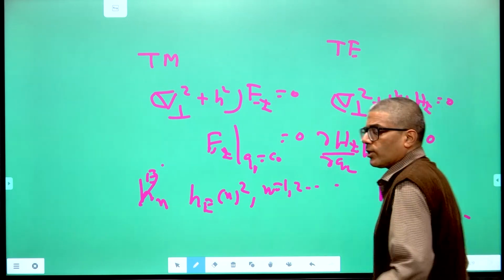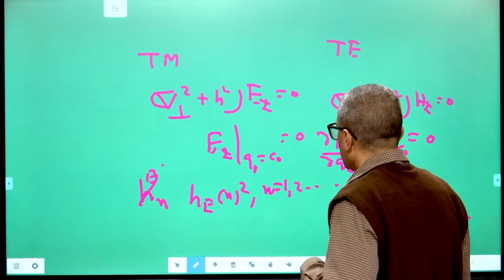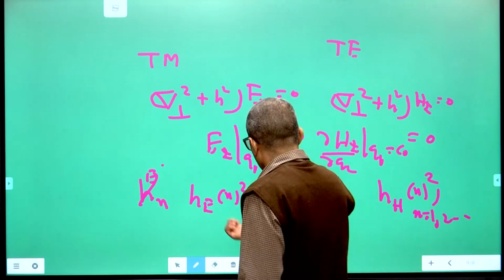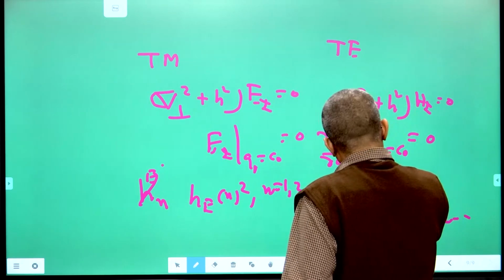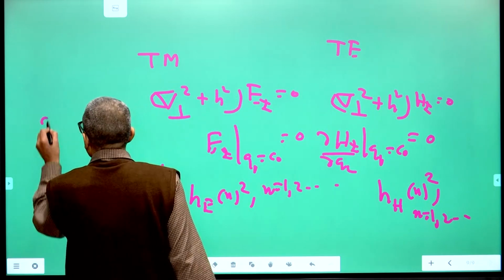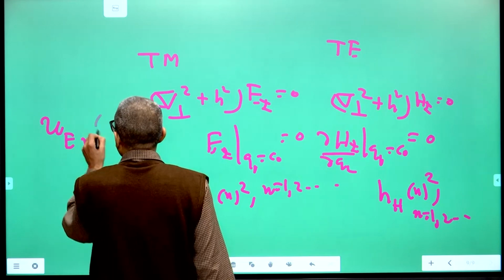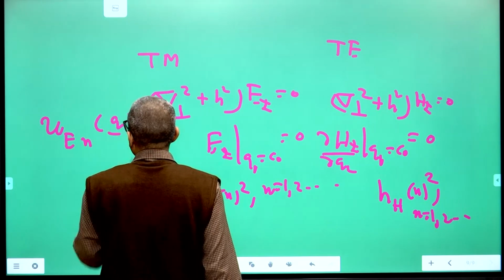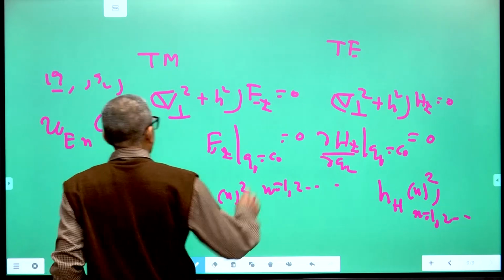In the case of a rectangular waveguide or a rectangular resonator cavity, we have seen that both these eigenvalues are the same, namely m square pi square by a square plus n square pi square by b square. Anyway, so you get different modes, and let us say the corresponding orthogonal eigenfunctions are u. Let us call this as uen at q, where q means q1 q2. Let us say these are the normalized eigenfunctions.